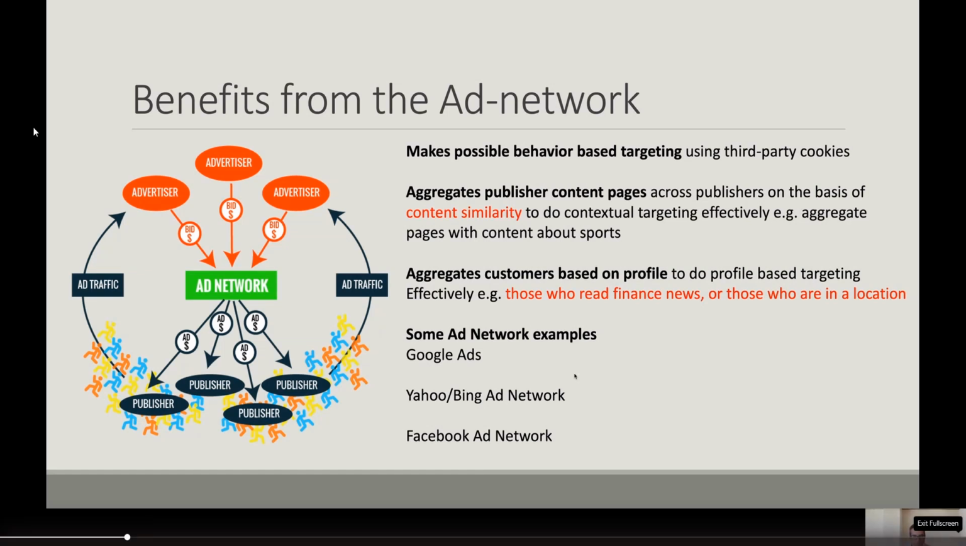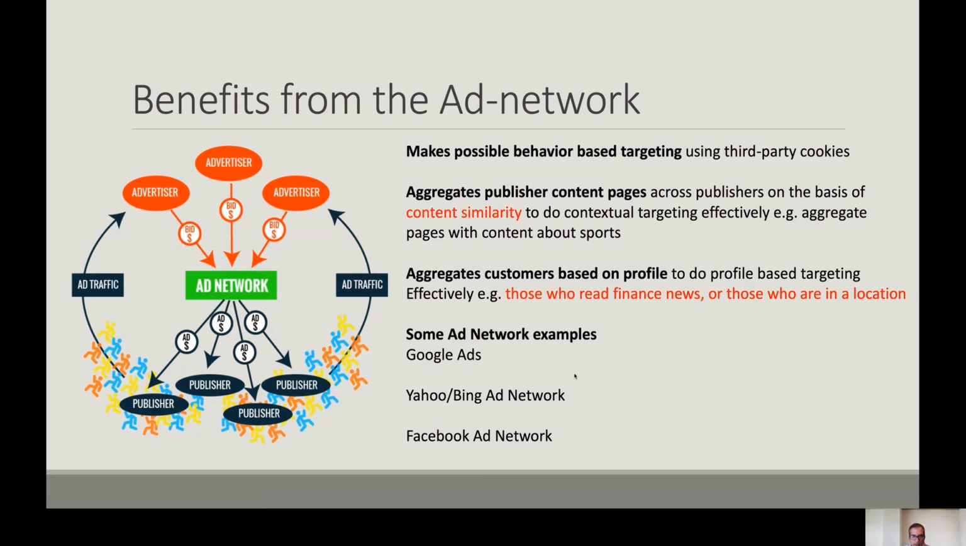And there are many examples of ad networks. Google Ads, of course, is the most prominent one that we'll be studying a lot in detail. But there are others, like Bing, which has its own, and Facebook, which has its own as well. The idea here is that once you become proficient in the use of Google Ads and you understand the principles behind it, similar principles apply to other ad networks as well.